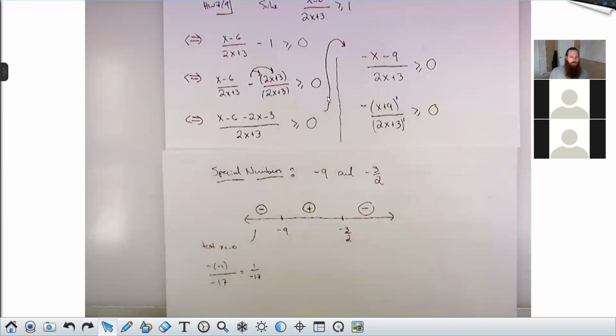All right, we got our number lines. So now we just need to write down the answer. Which of these regions is included in my solution set? Is it the plus stuff or the minus stuff?